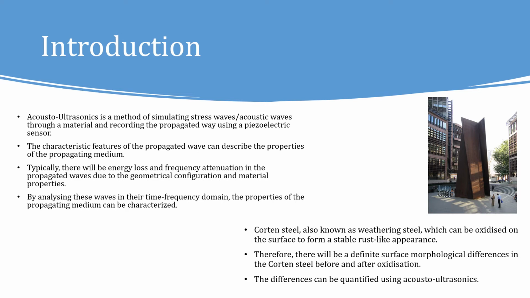So we can say that there will be an obvious difference in surface roughness between a cotton steel which is exposed to the oxidation and which is not exposed to the oxidation. These differences will affect the attenuation of the propagating waves in different ways, which can be studied using acousto-ultrasonics. So this forms the basic idea of this research work.